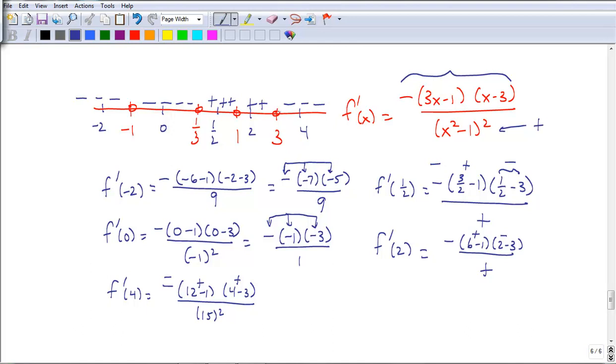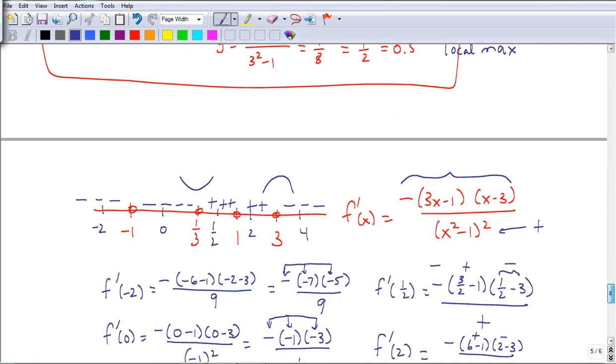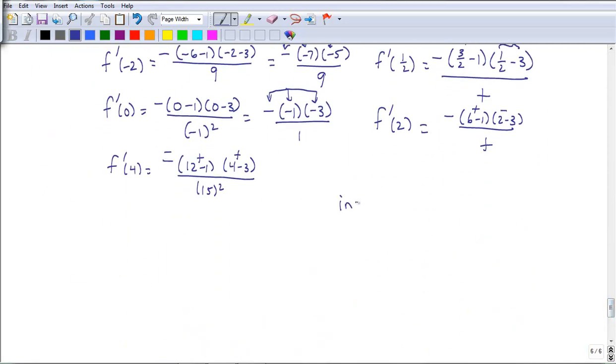Notice negative 1 and 1, nothing happens, but here at 1/3 it decreases and then increases. So 1/3 turns out to be a local min, and at 3 it increases and then decreases, so 3 is going to be a local max. So we can put this together to draw a graph of our function. We also know where it's increasing and decreasing.